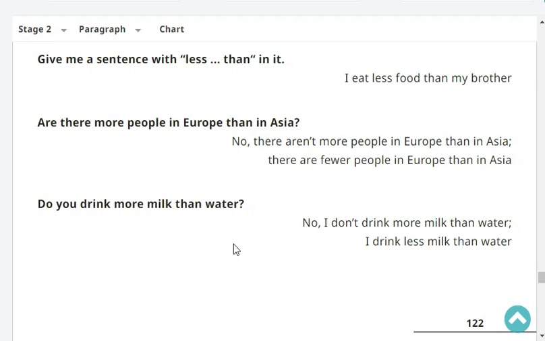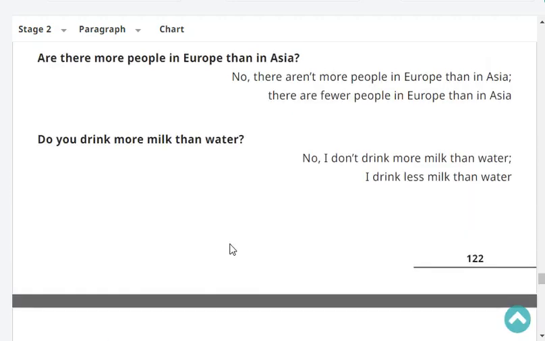Do you drink more milk than water? No, I don't drink more milk than water. I drink less milk than water.